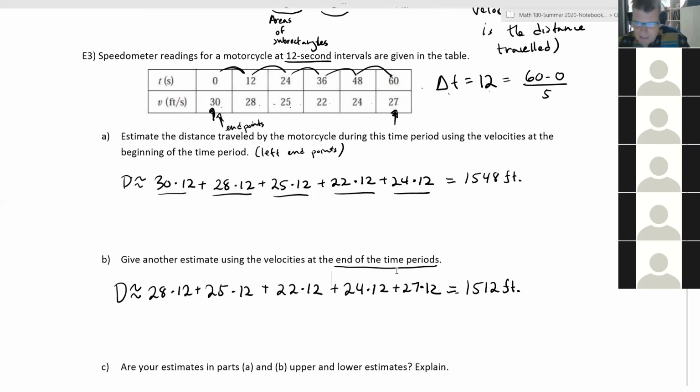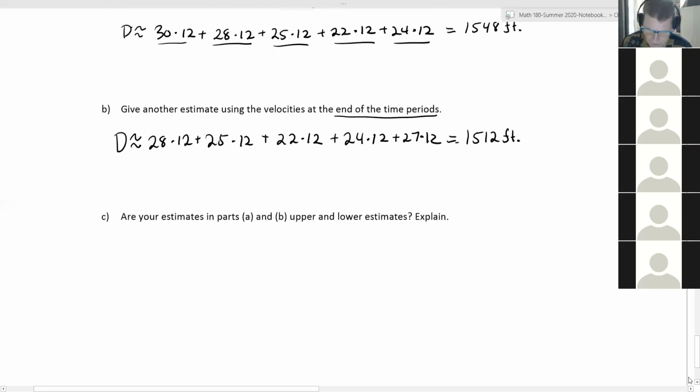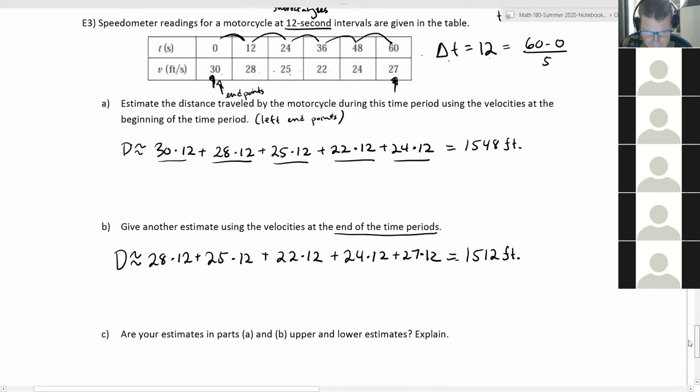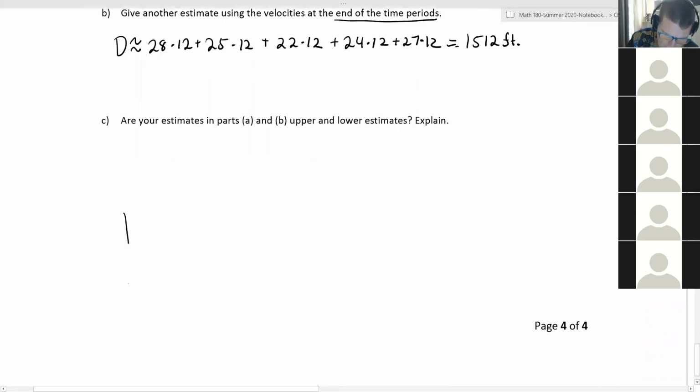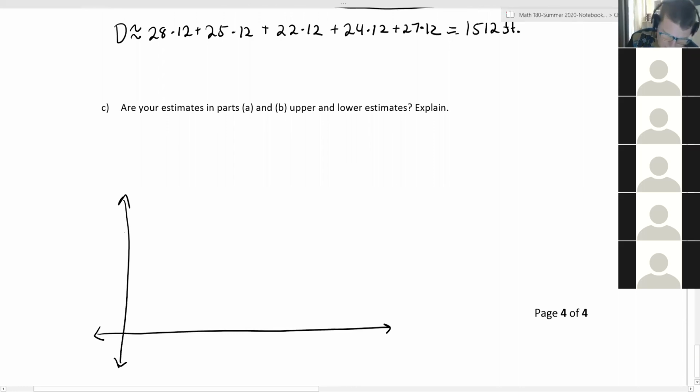If I looked at this graph, here's what's happening with this function. To the best of my knowledge, this is what my function looks like. We start here. Here's 30. We'll make this 20. We'll make this 10. So we go 30 to 28. And then it says 12, 24, 36, 48, and then 60.